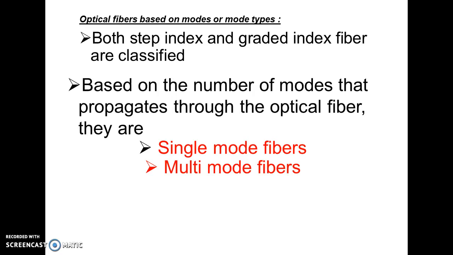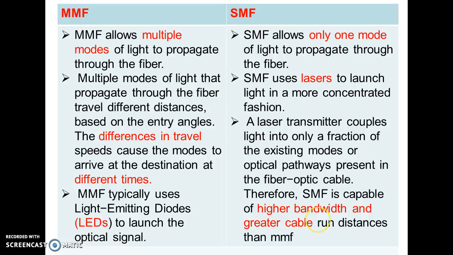Both step index and graded index fibers are classified based on the number of modes that propagate through the optical fiber. There are single mode fibers and multi-mode fibers. In multi-mode fibers, many modes propagate through the fiber. In single mode fiber, only one mode propagates. Modes in multi-mode fibers travel different distances based on their entry angles. The single mode fiber uses a laser to launch light in a somewhat concentrated fashion.